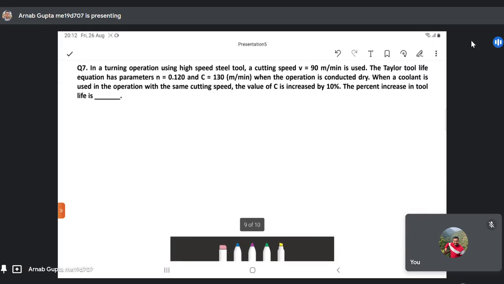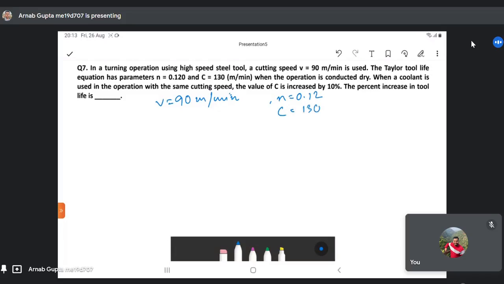In a turning operation using a high speed steel tool, the cutting velocity v equal to 90 meter per minute is used. The Taylor's tool life equation has parameters n equal to 0.12, c equal to 130 meter per minute. So you can see that this unit and this unit are same. When the operation is conducted dry, when a coolant is used in the operation with the same cutting speed, the value of c is increased by 10%. The percentage increase in tool life is, so this is the dry condition.